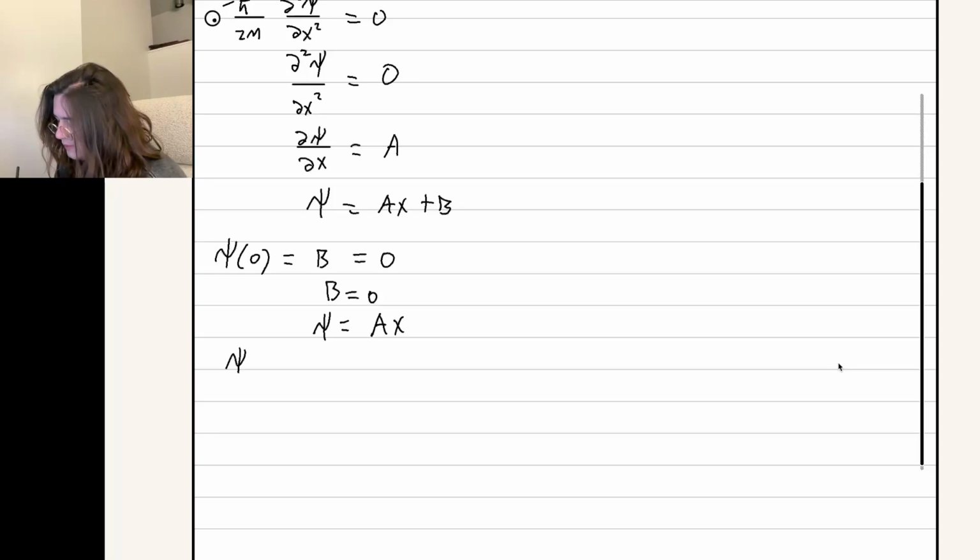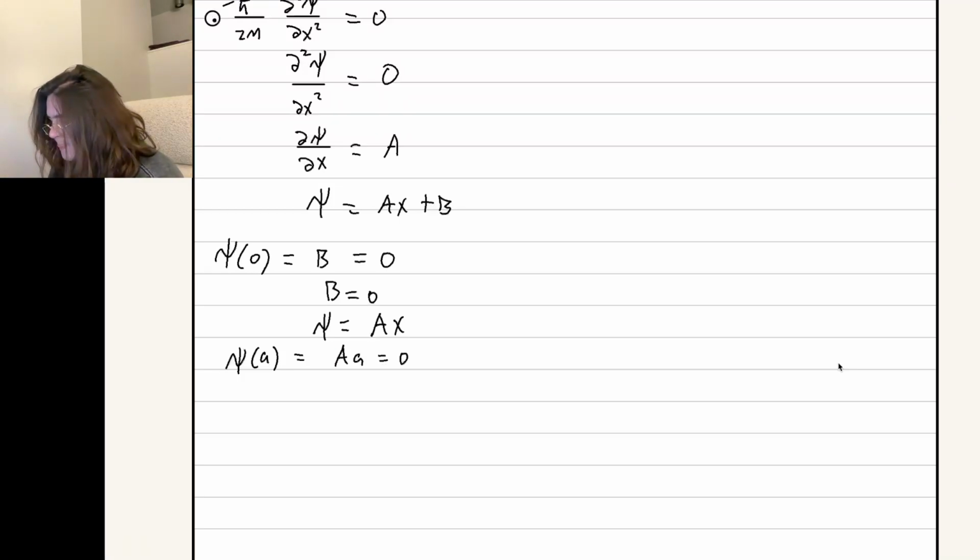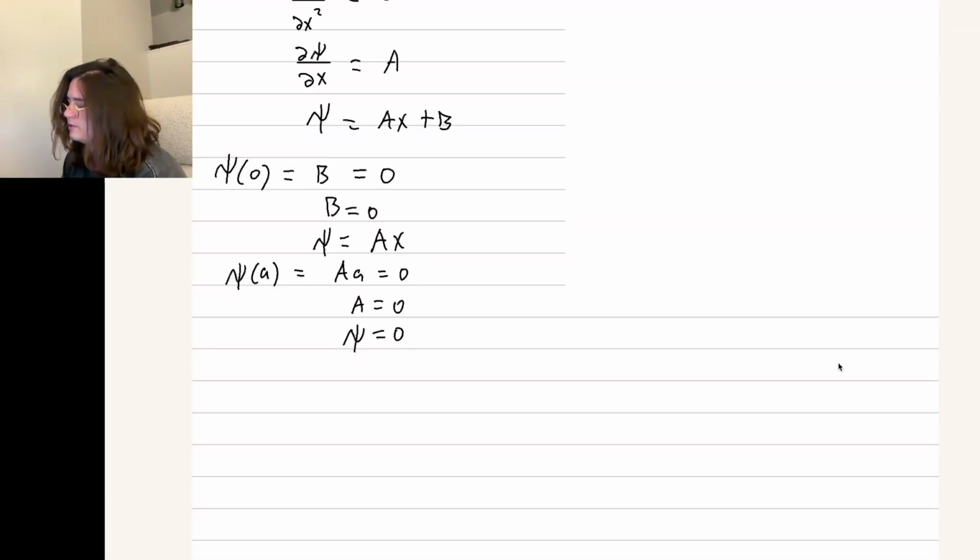If we plug in a for x, which we also know should be equal to 0, we get little a equals 0. Now we know that little a is not 0 because it's a variable defined in the problem. And so to solve this, we find that a is equal to 0. So we have that psi equals 0. Awesome. There's no solution here besides the trivial one. There's no wave function for negative or 0 energies.